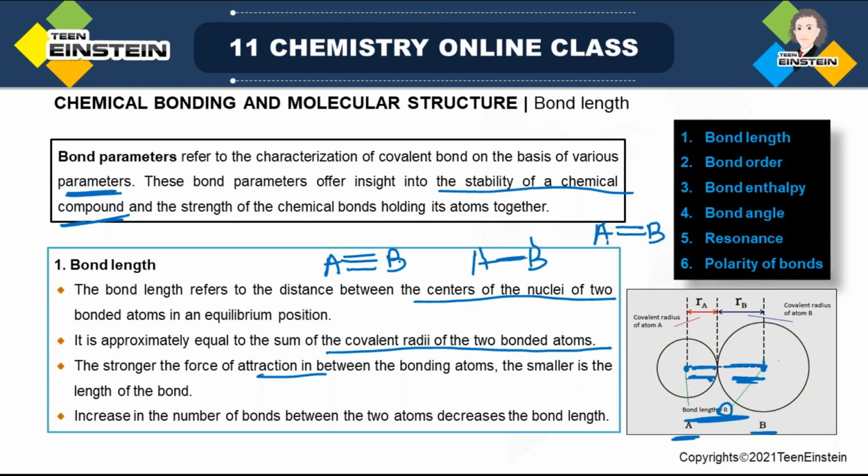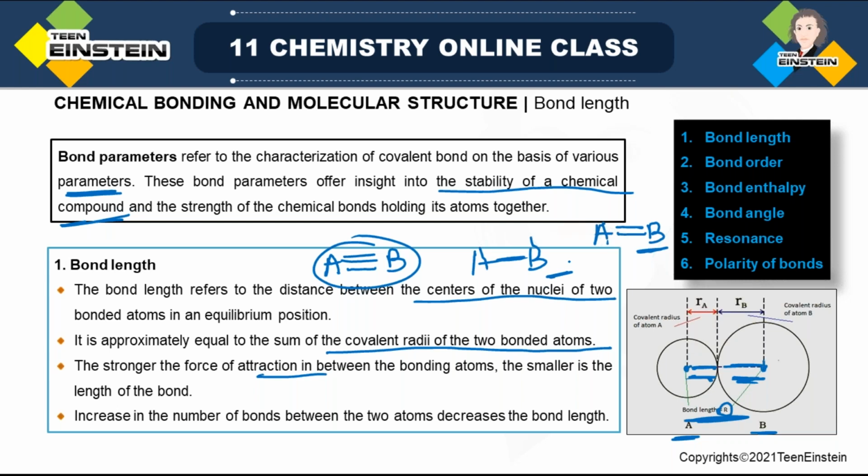So when there is an increase in number of bonds, I'm talking about multiple bonds, obviously there will be a decrease in bond length. All these 3 are bonds between A and B, but the difference is multiplicity. The higher the number, the lower is the length. So A triple bond B will have the minimum bond length. Next will come A double bond B, and A single bond B will have the maximum bond length.